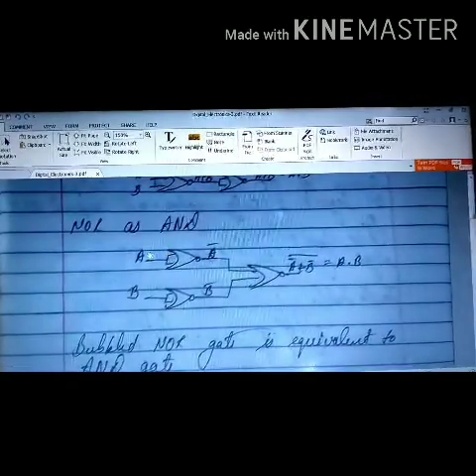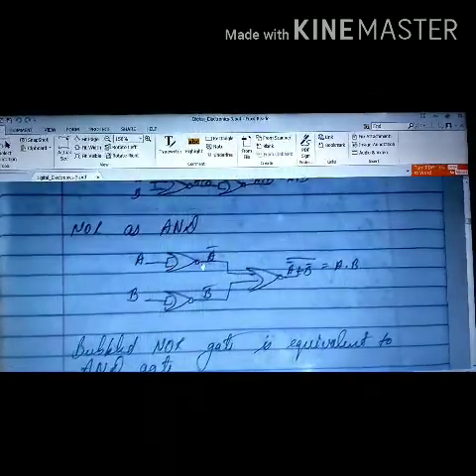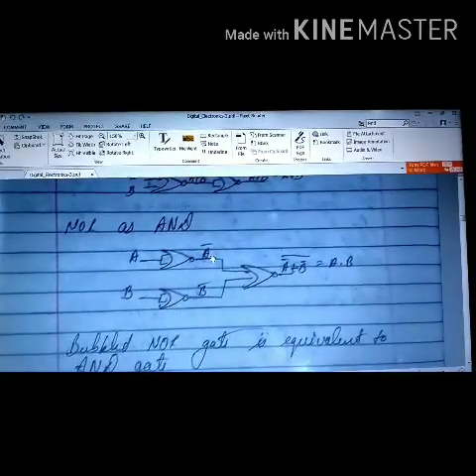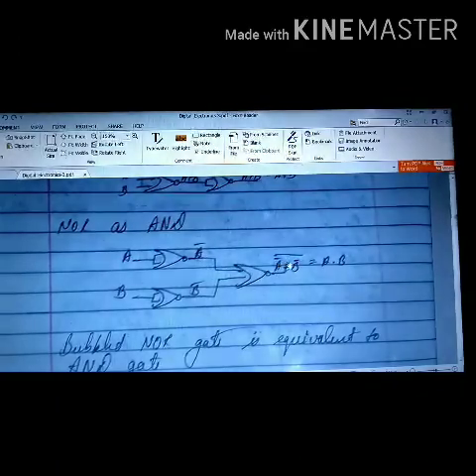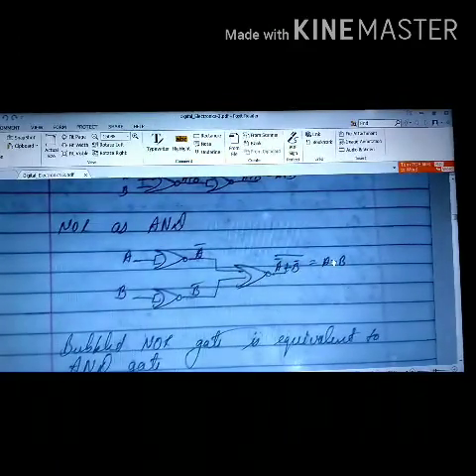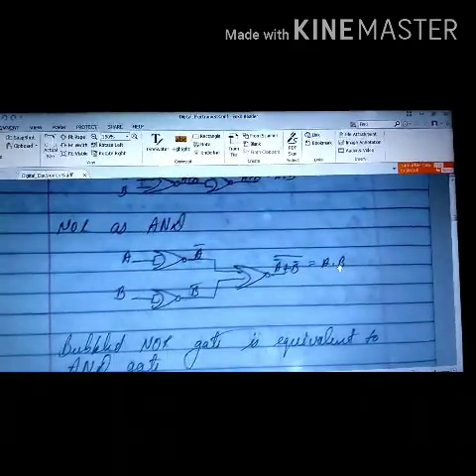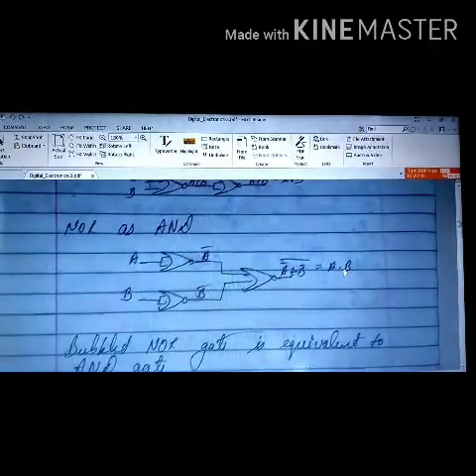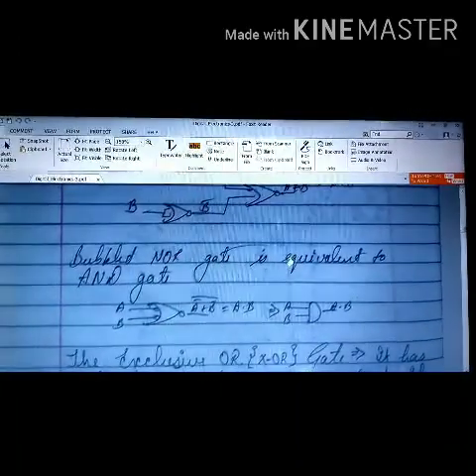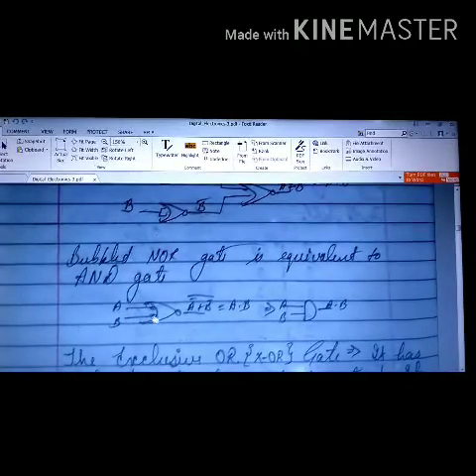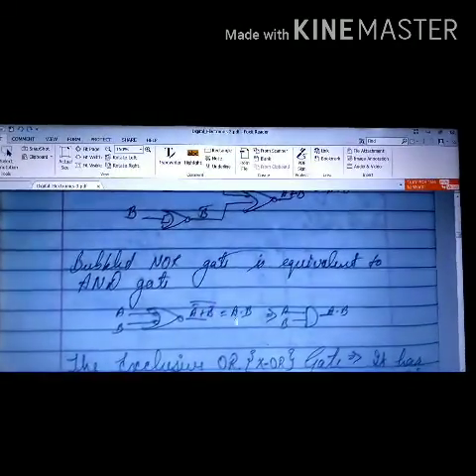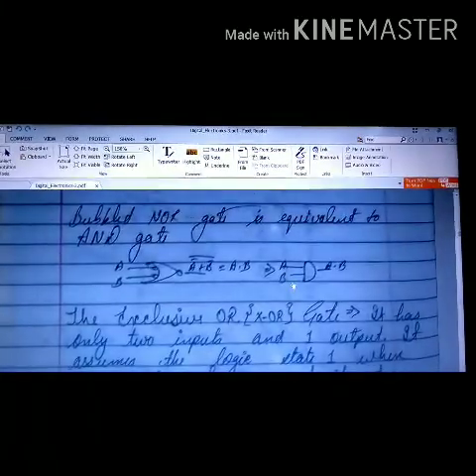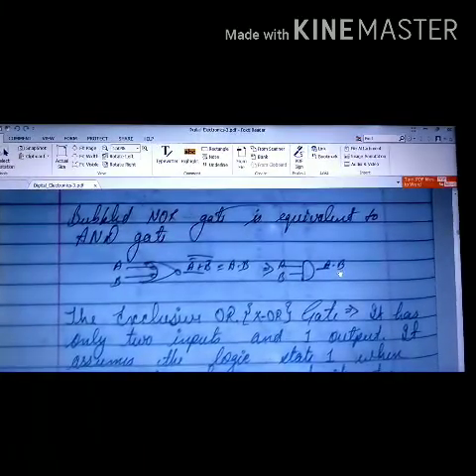NOR as an AND gate: we send A through a NOR inverter and B through a NOR inverter, so we get A bar and B bar here. Then we send them through a NOR again, and we get (A bar plus B bar) whole bar, that is A dot B, which is equivalent to an AND gate. A bubbled NOR gate is equivalent to an AND gate: A bar plus B bar whole bar, that is A dot B.